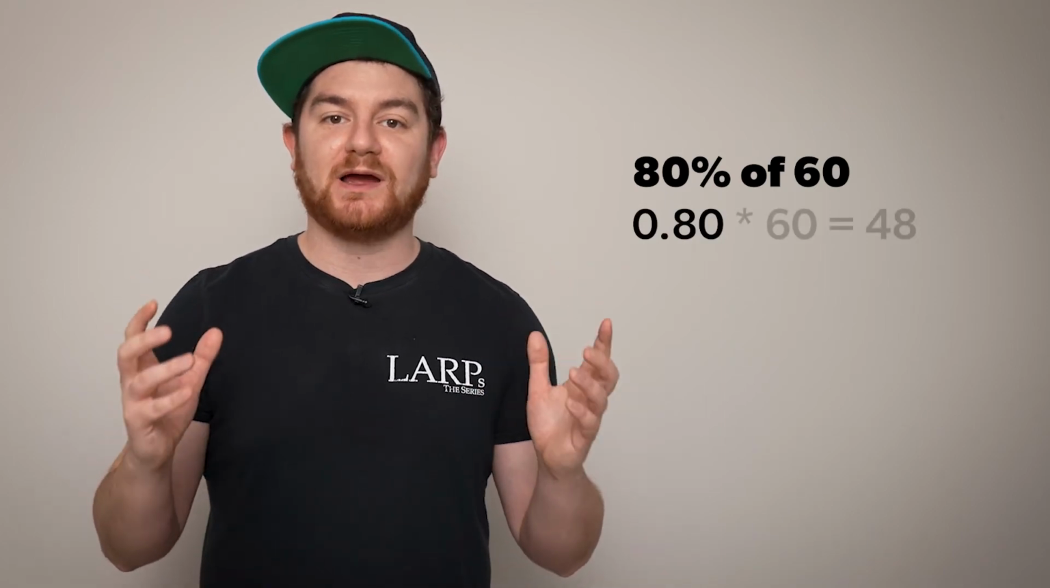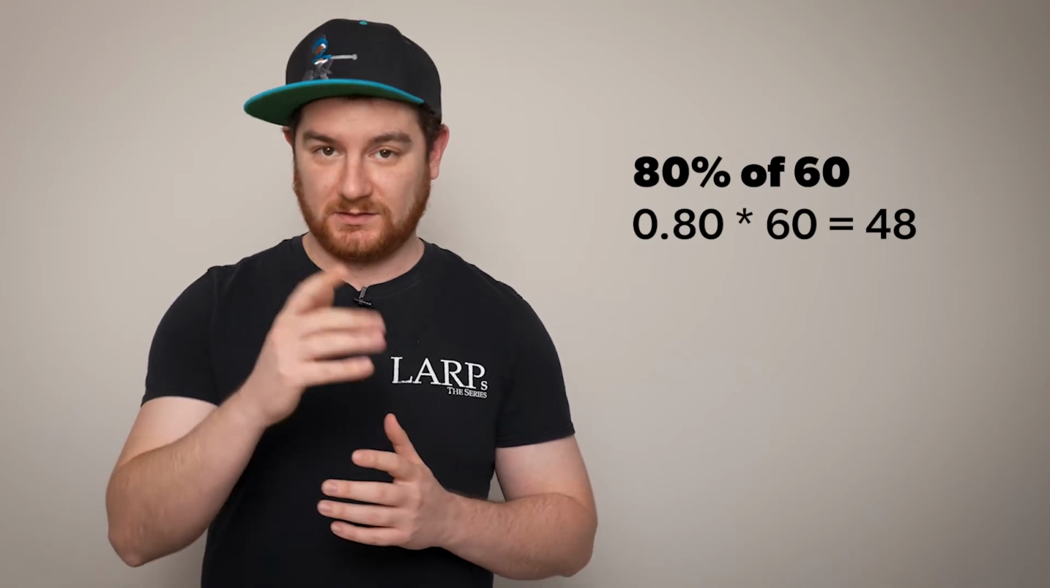Now that we know how to turn percentages into decimals, we can use these to mathematically find percentages of other numbers. For example, if I want to know how much 80% of 60 is, the first step would be to turn that 80% into a decimal, and then I can multiply those two numbers together. 80% of 60, 0.8 times 60 is 48.